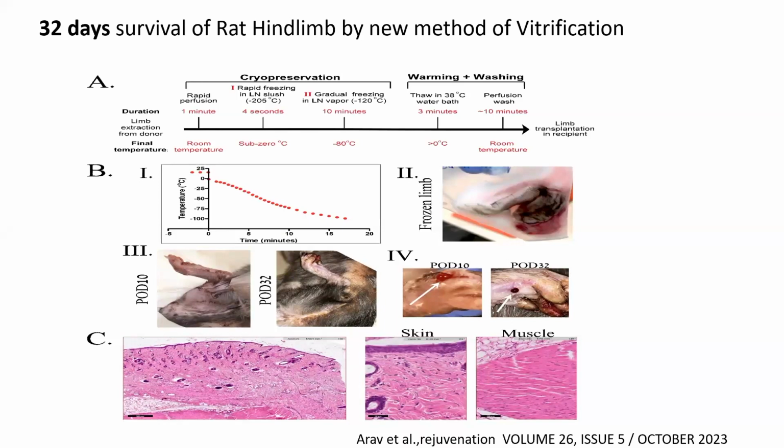So this is the limb, how it looks at the vitrified state. It's completely vitrified, as you can see here. And this is 10 days after, the limb looks okay. And this is 32 days after. So you can see hair growth and also bleeding from the fingers. So there is a good circulation, and the histology looks very good. Here you can see the skin and the muscle and the fat. Everything is integrated, especially the muscle, because the muscle is probably the most sensitive tissue in this case.